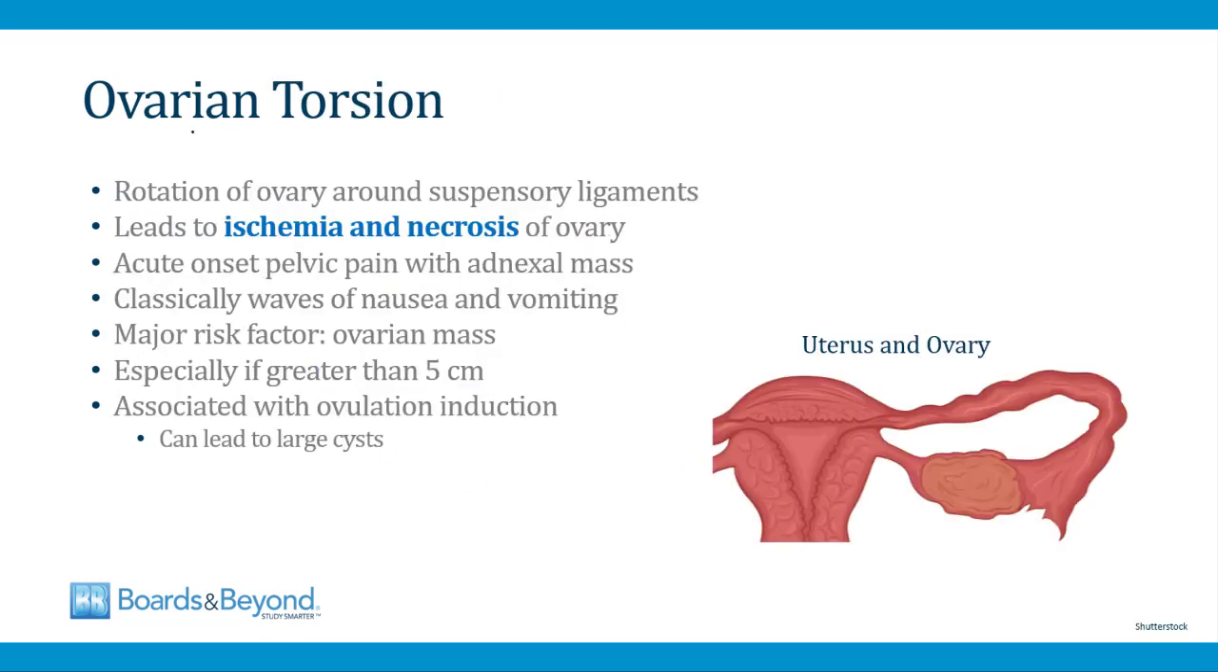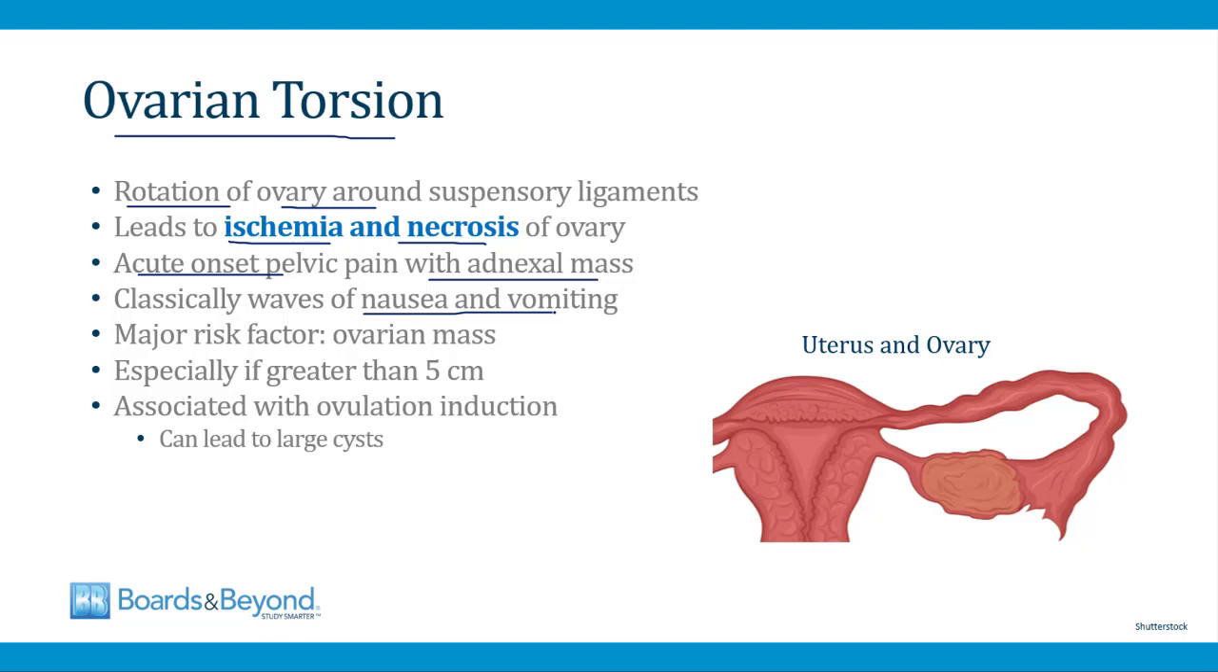We'll finish this video by talking about ovarian torsion. This refers to rotation of the ovary around the suspensory ligaments. And when this happens, the ovary can become ischemic and undergo necrosis. This usually happens suddenly, and so it presents with the acute onset of pelvic pain with an adnexal mass on examination. Classically, women have waves of nausea and vomiting, and this can mimic appendicitis.